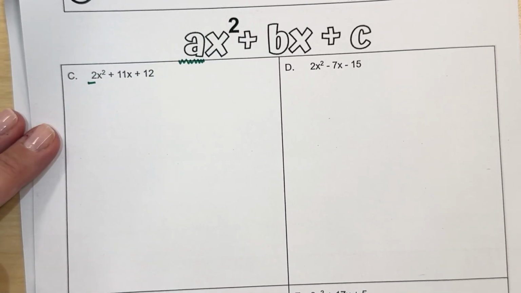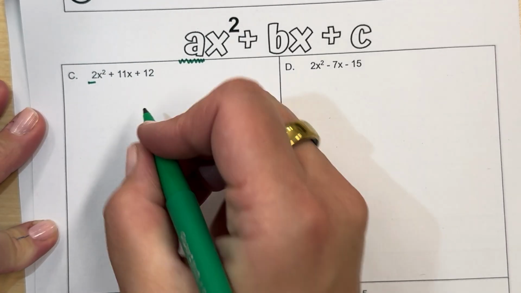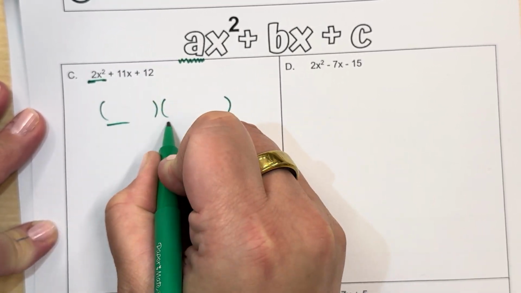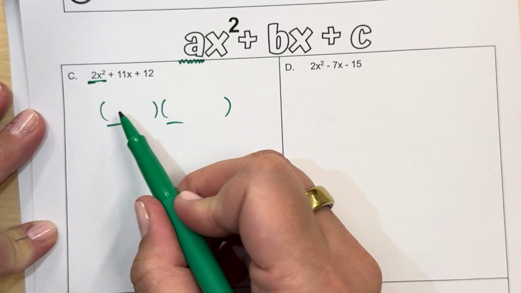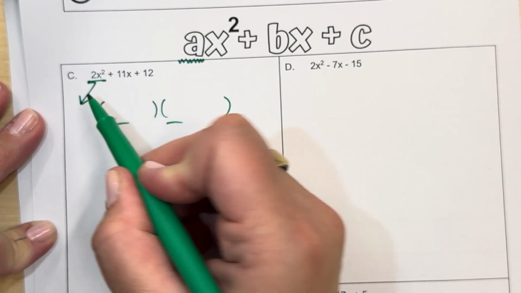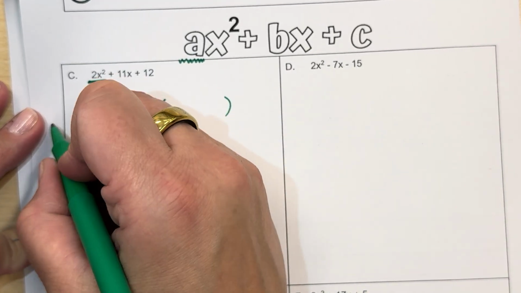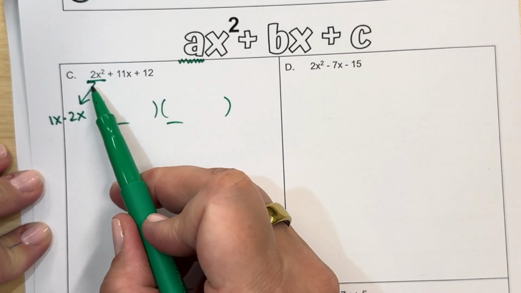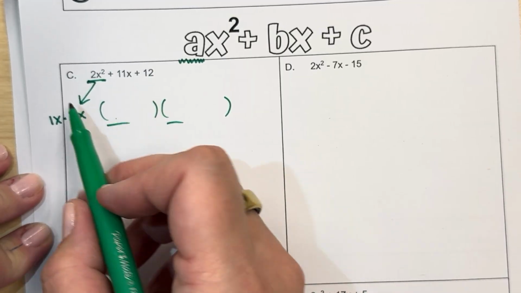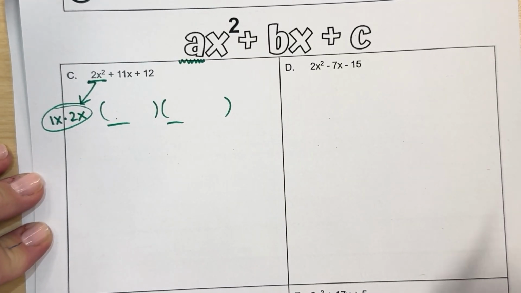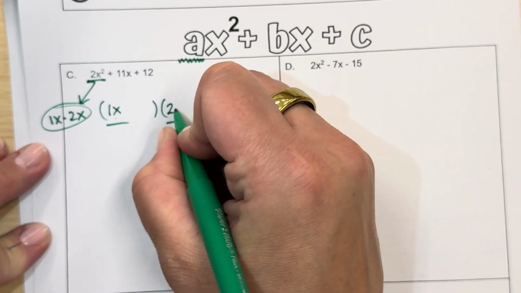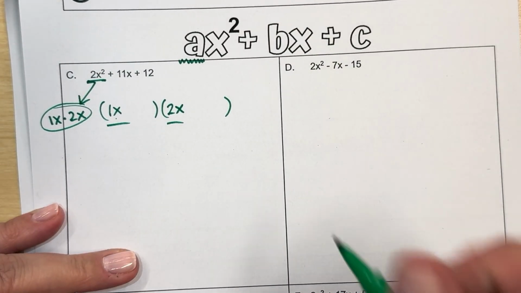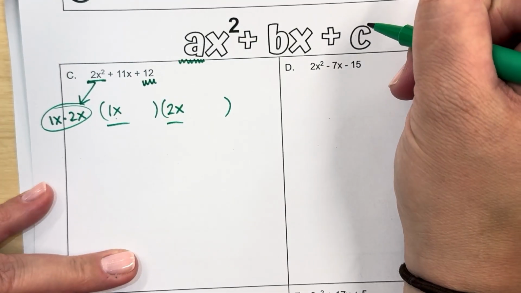So we're still following the same exact process we've been doing. I need factors of the first term to go in the first spots. But now it's not x times x. What factors make 2x squared? 1x times 2x. It's nice when it's a prime number like 2 because then you only have one possible option. So I'm going to go ahead and plug those in, 1x and 2x, because I know that's my only option. But with 12, I have more than one option.